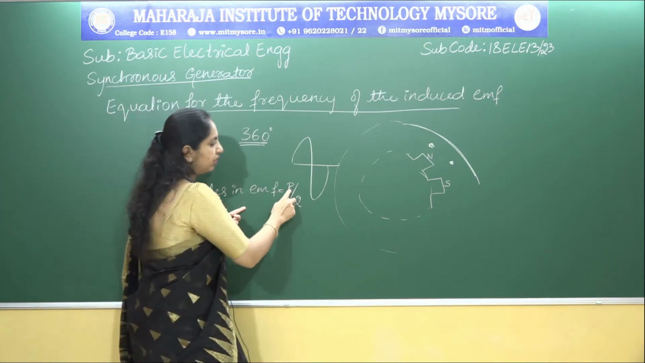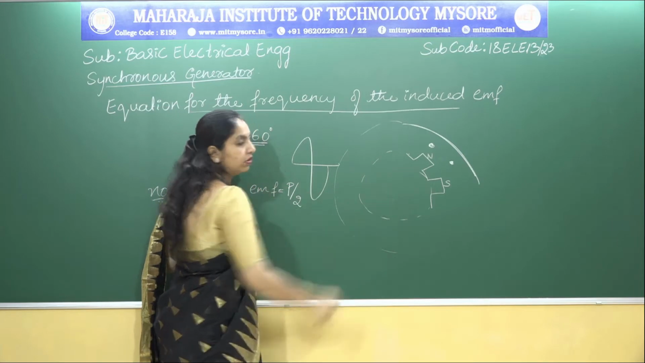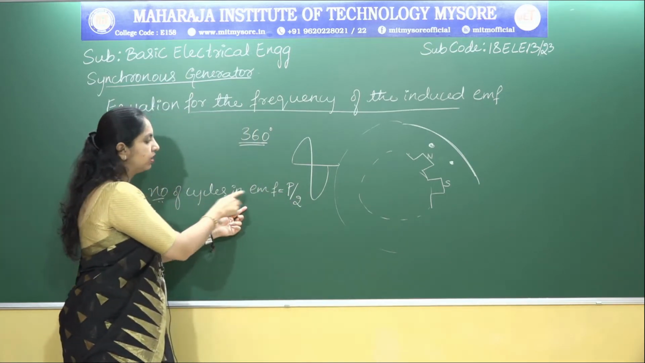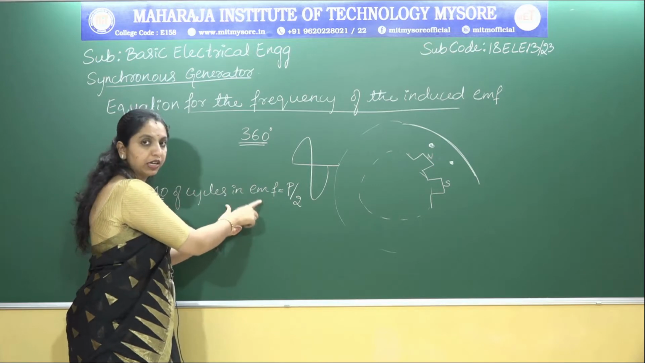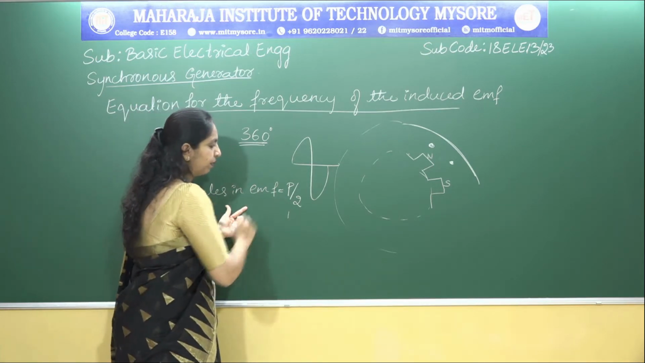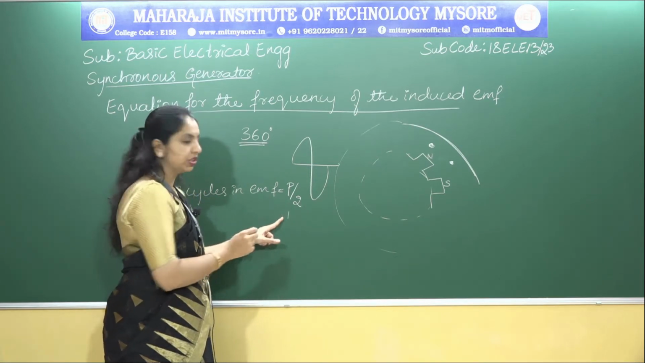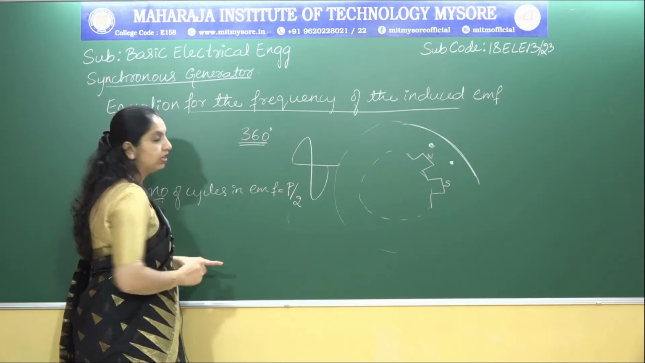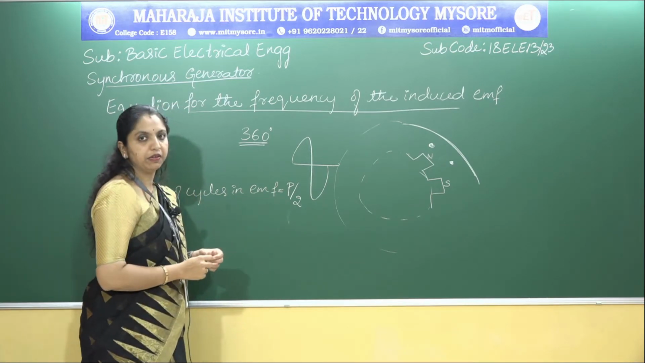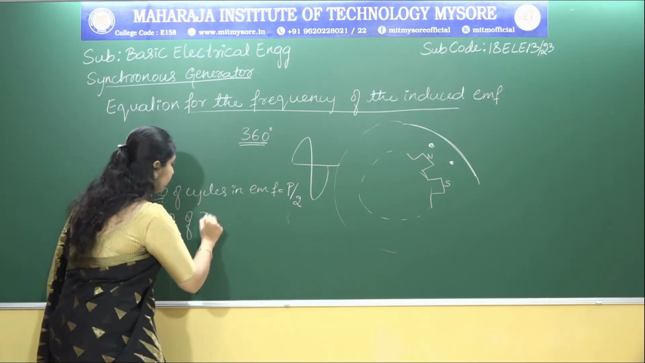Let us consider P equal to 2, assuming we have two poles. Then the number of cycles of EMF in one revolution becomes 1. This is just an example, but the general equation says the number of cycles in one revolution is equal to P divided by 2.